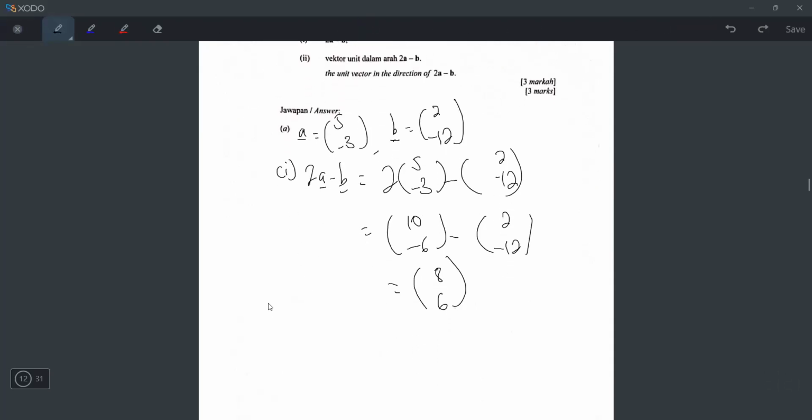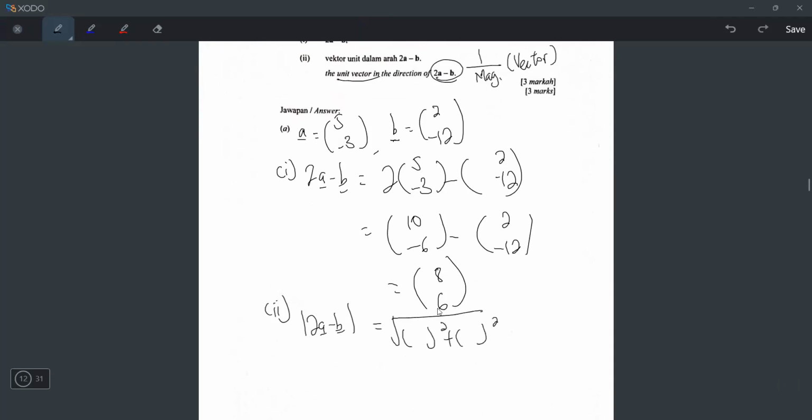Okay, unit vector, you need to know the formula. The formula for unit vector is 1 over magnitude times the vector. Right? Times the vector. So first I need to find the magnitude of 2A minus B. This is the symbol for magnitude, the line. And the formula is square root of bracket squared plus bracket squared.